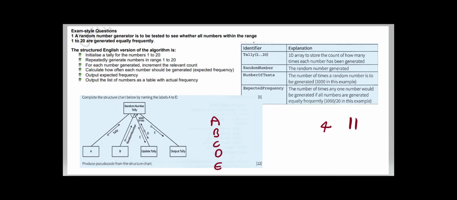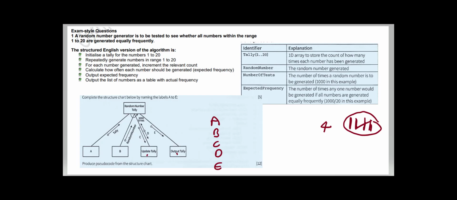If we call it out again, we call it out twice, 3 times, etc. So we're doing a tally. For each number 1 to 20, repeatedly generate the numbers 1 to 20. For each number generated, increment the relevant count. So we want to increment our tally. Calculate how often each number should be generated, so an expected frequency, output the expected frequency, and output the list of numbers. So we've got update and output already done.